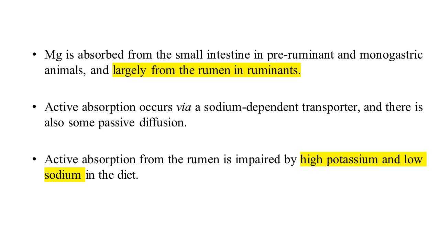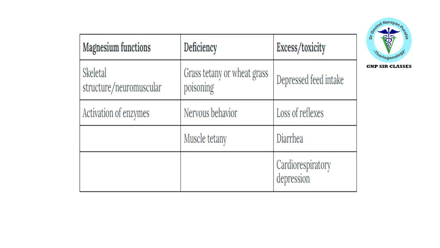Mg is absorbed from the small intestine in pre-ruminant and monogastric animals, and largely from the rumen in ruminants. Active absorption occurs via a sodium-dependent transporter, and there is also some passive diffusion. Active absorption from the rumen is impaired by high potassium and low sodium in the diet. For ease of remembrance, this table depicts the functions, deficiency disease, and toxicity symptoms of magnesium.